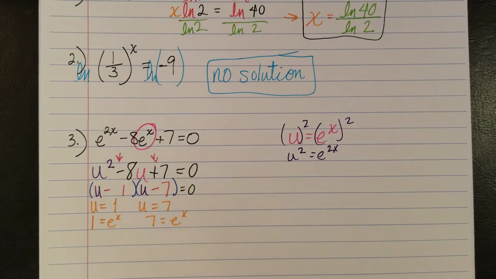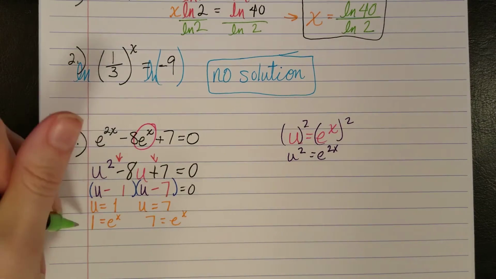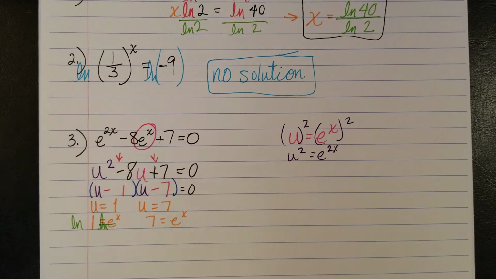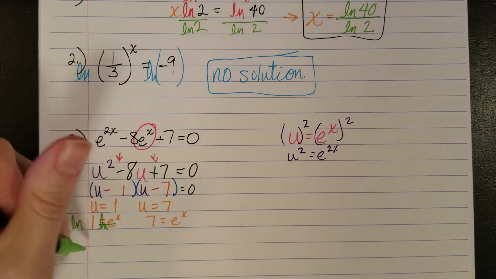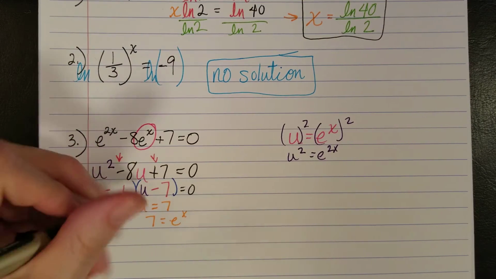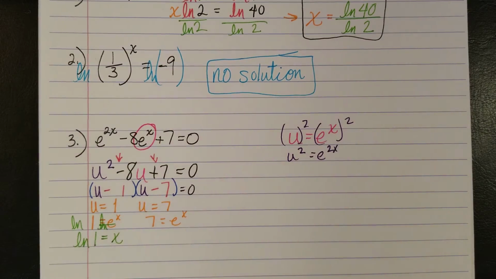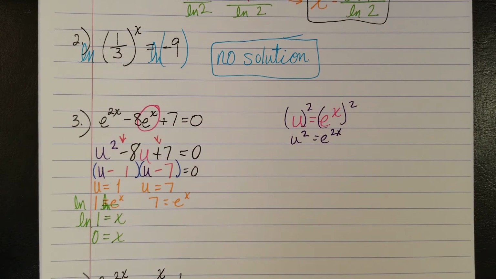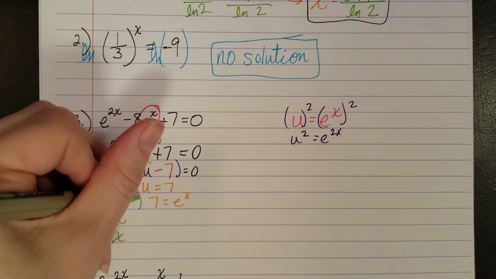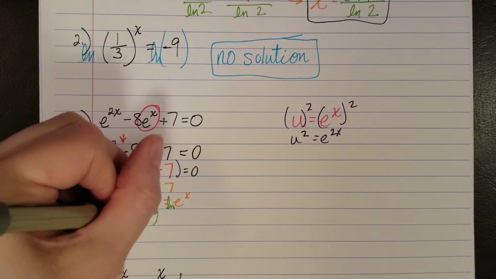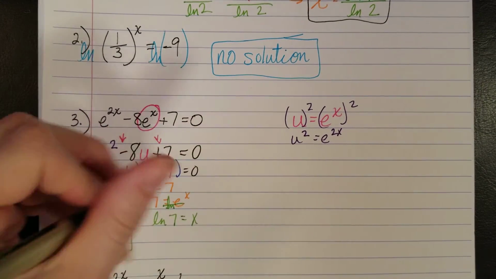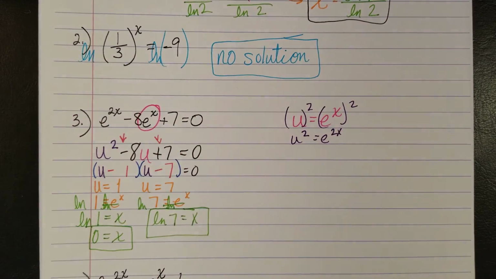So if I take the natural log of both sides, ln cancels out with e, so ln of 1 equals x. Well, we also know that any log of 1 is always equal to 0. So 0 is equal to x. And then here, take the natural log of both sides. So ln of 7 equals x. So those are my two solutions right there.